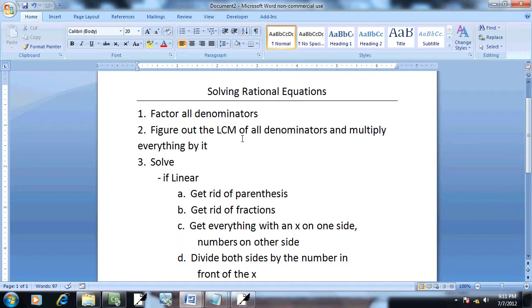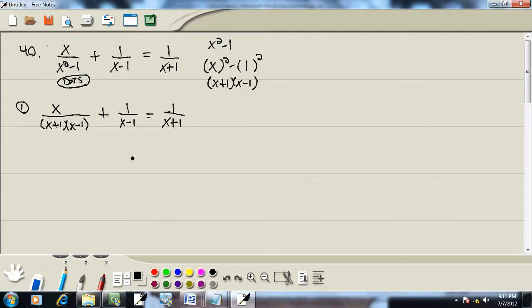Step 2, figure out the LCM of all your denominators and multiply everything by it. Well, to figure out our LCM, let's start with our first factor, x plus 1. Now we're looking for the greatest number of x plus 1s in any single denominator. There's 1 here, none here, 1 here. So the greatest number of x plus 1s in any single denominator is 1. Now I go to my next factor, the x minus 1. I'm looking for the greatest number of x minus 1s in any single denominator. There's 1 here, none here. So the greatest number of x minus 1s in any single denominator will be 1.